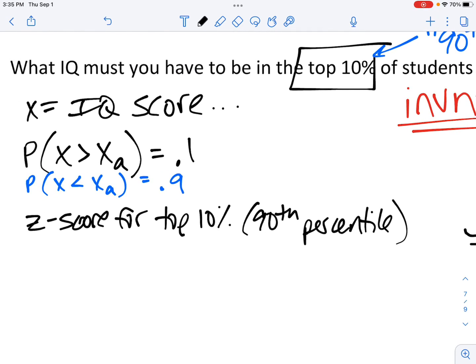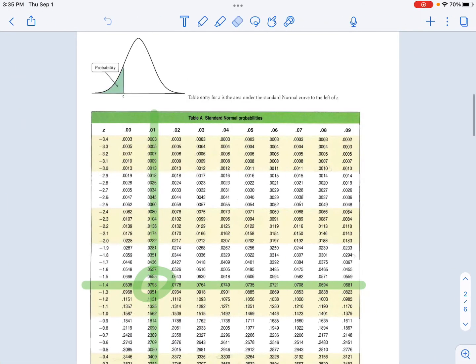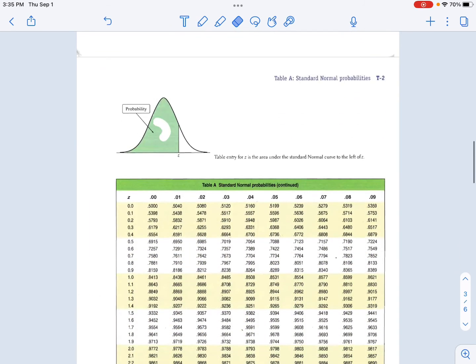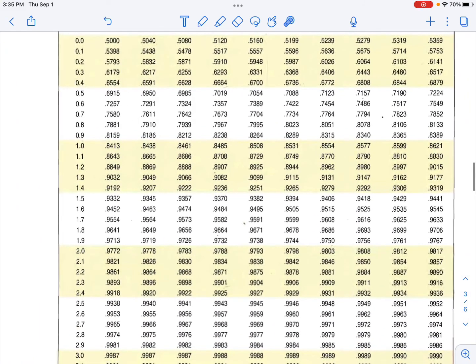And what that z-score is, you can look on table A. Let me show you. I'm going to go to table A, and for the 90th percentile, remember that the table always gives you shaded area to the left. So what I'm looking for is this number to be 90, which would mean this number is 10. So I'm looking through all of these really annoying 4-digit numbers, and I'm trying to find the closest one I can to 90%. I believe we're right here.